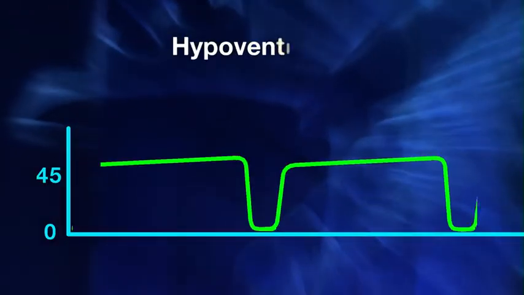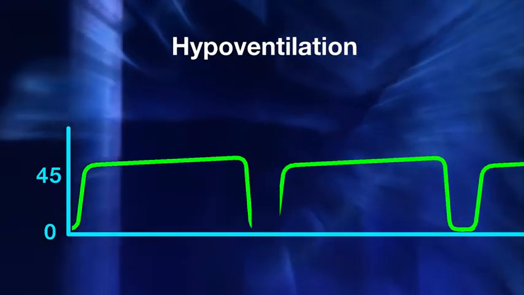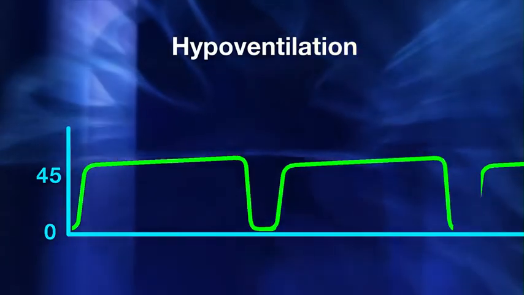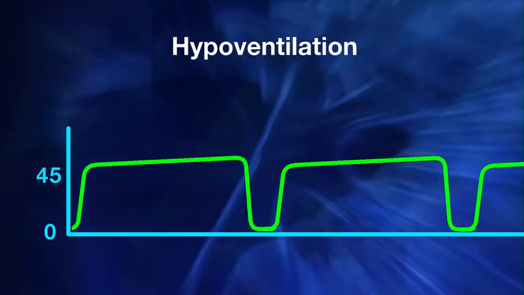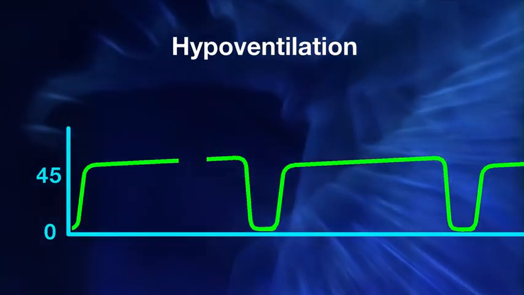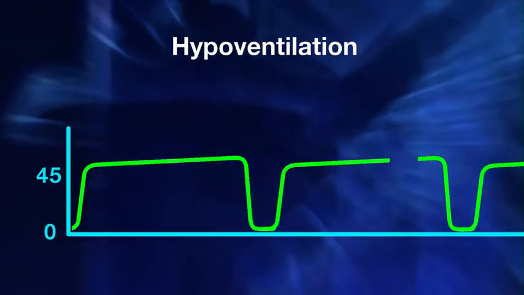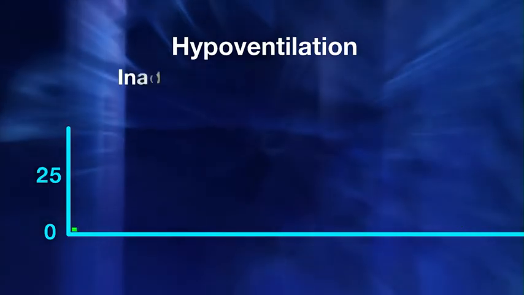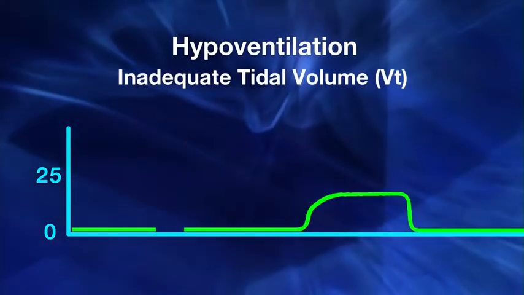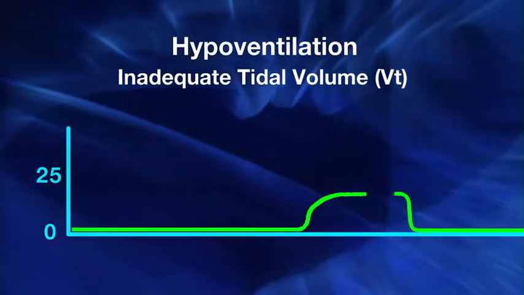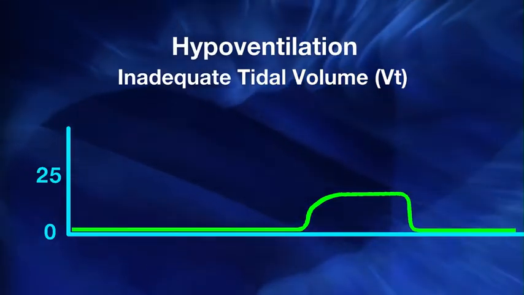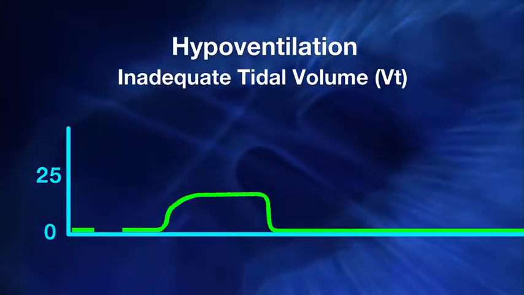Typically, the hypoventilation waveform appears square like a normal waveform, only with prolonged exhalation. The range is greater than 45 millimeters of mercury. Hypoventilation can also have a very small waveform in shape and value if the patient is not producing adequate tidal volume for the monitor to read.